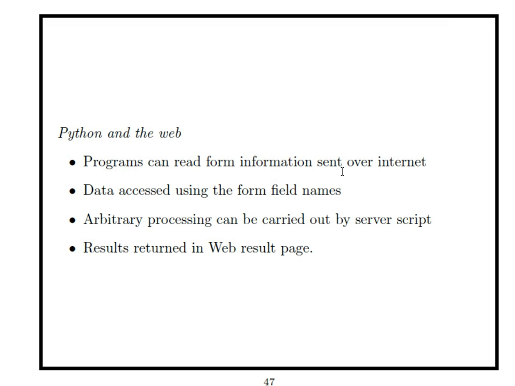Okay, in this final part, I just want to discuss how Python programs can be used from the internet. The idea is that someone fills in information in a web page. That information can be sent across the internet to your Python program, and the program then does some processing with that data and returns a result. It returns the result as a web page, which can then be displayed in the browser. So the browser is acting as a user interface.